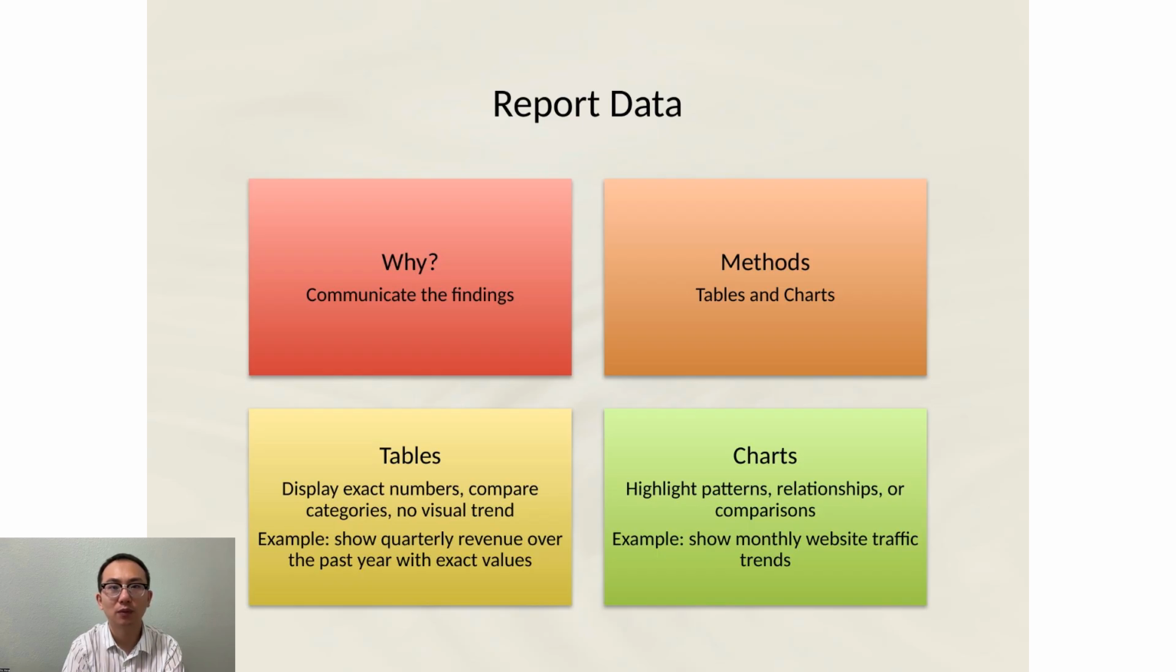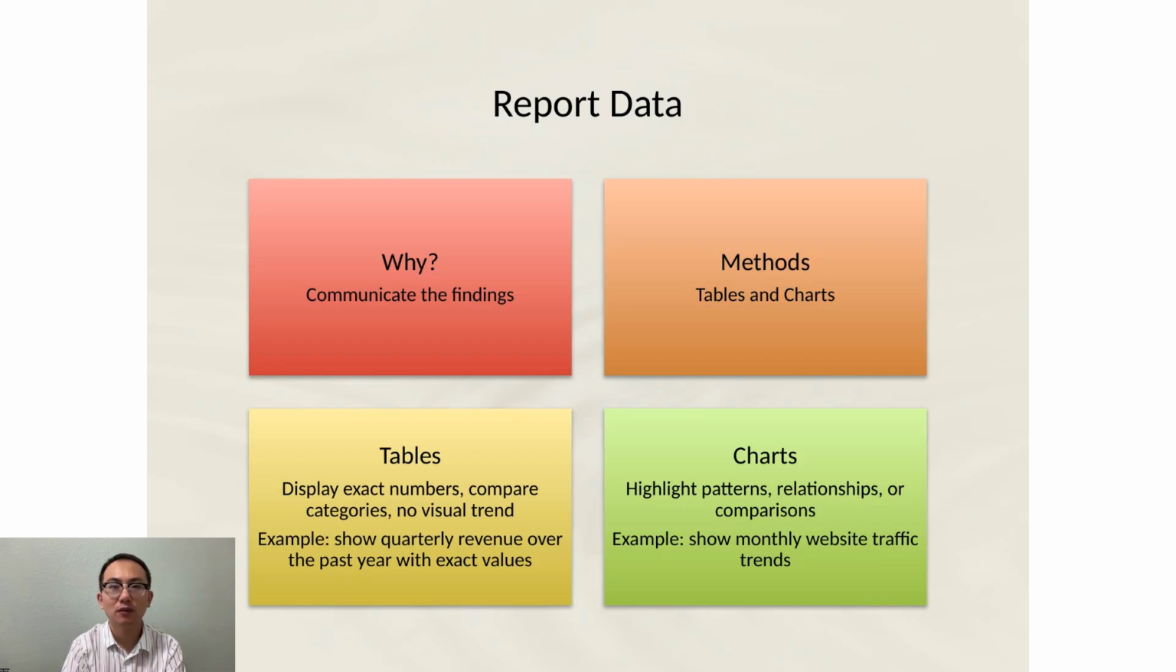Tables are best when people need exact numbers. They're great for comparing specific values or when precision is important. For instance, if you're showing quarterly revenue for 10 product lines, a table lets your audience look up exact numbers easily. Charts, on the other hand, are perfect when you want to highlight trends, relationships, or comparisons.